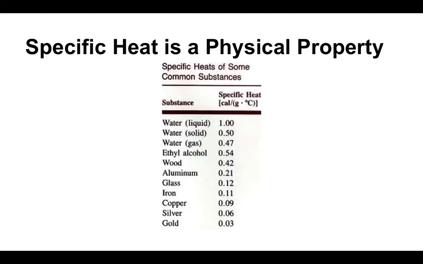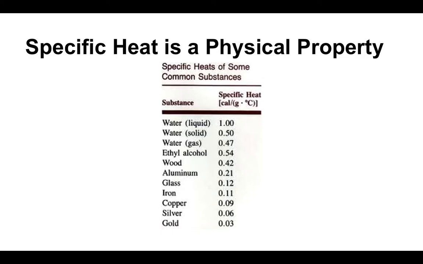Here are some examples of specific heat, again a physical property of substances. Liquid water has a specific heat capacity of 1 calorie per gram degree Celsius. Water as a solid, or ice, has a specific heat capacity of 0.5 calories per gram degree Celsius. And water as a gas has a specific heat capacity of 0.47 calories per gram degree Celsius. So even water in different states of matter has different specific heat capacities.